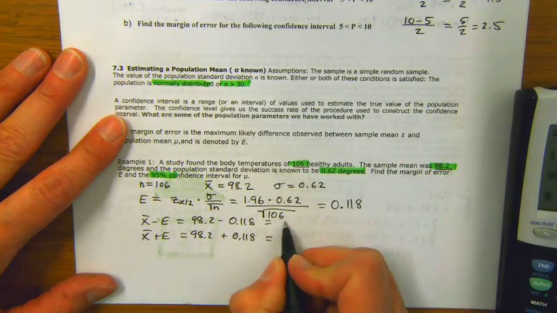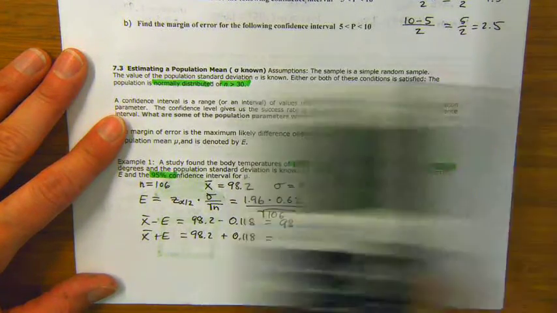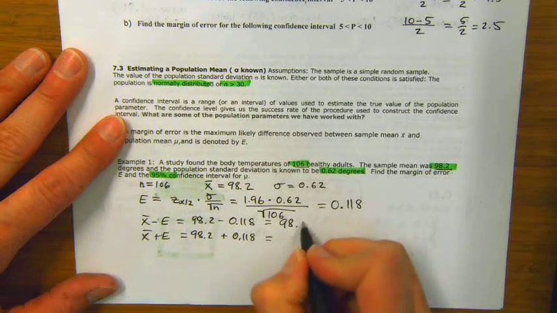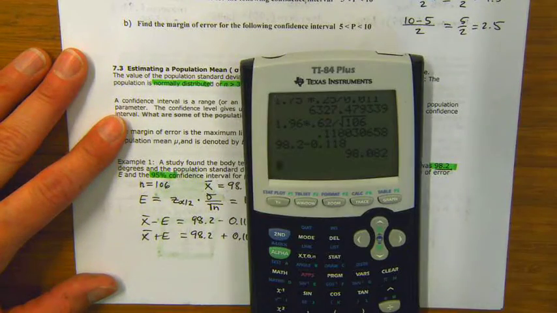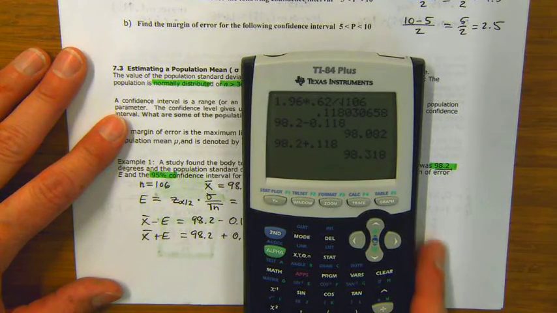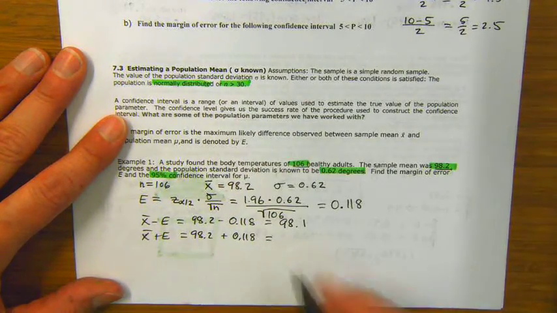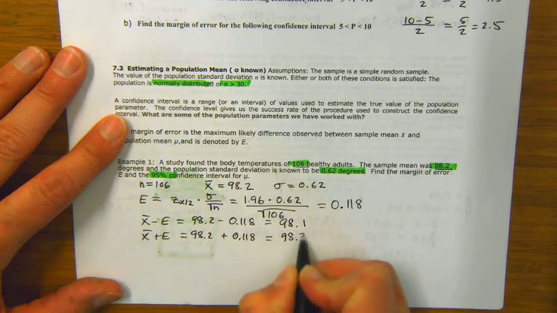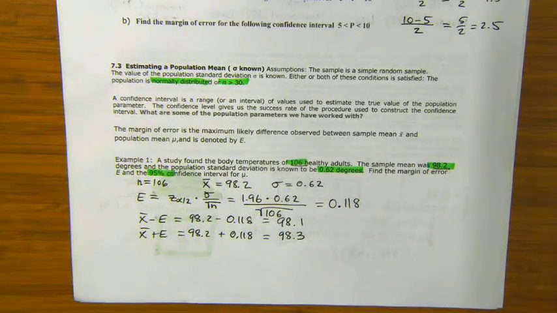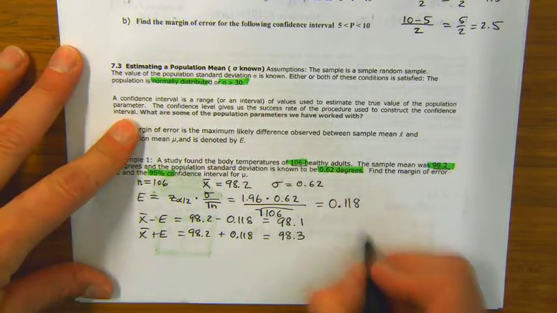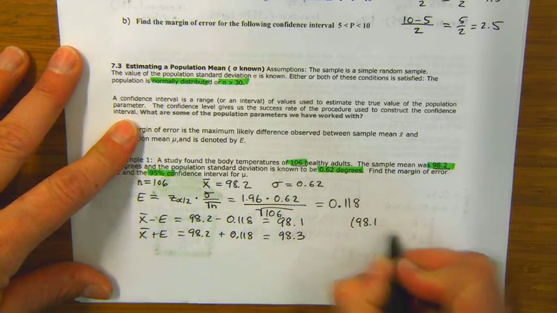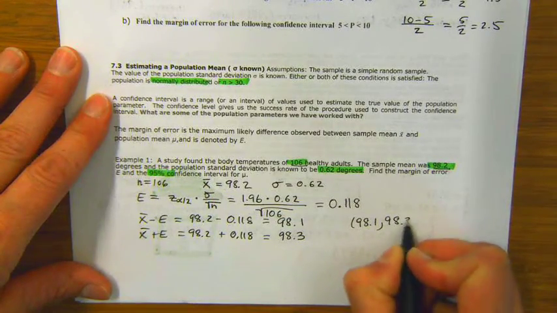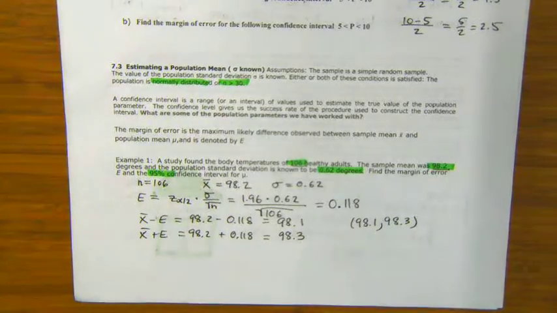So 98.2 minus 0.118 rounded to 1 decimal is 98.1. And then we're going to do 98.2 plus 0.118. And again, rounded to 1 decimal, that's 98.3. Or we could give it as an interval, 98.1 to 98.3. So this is our answer over here.